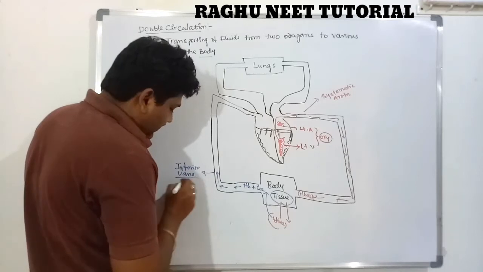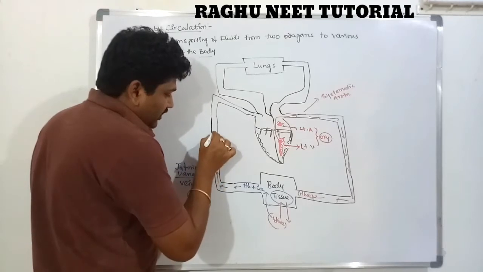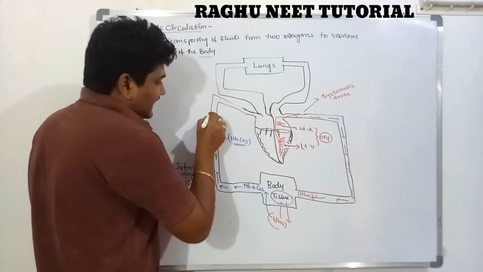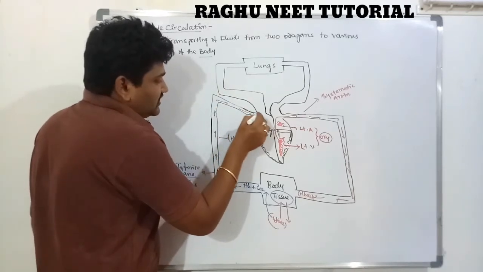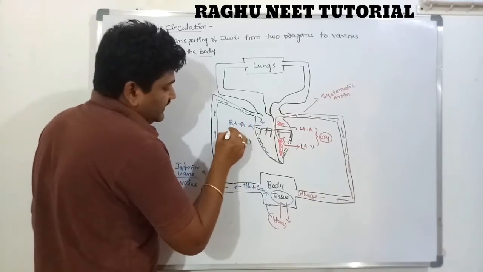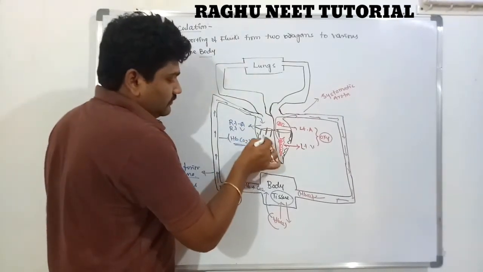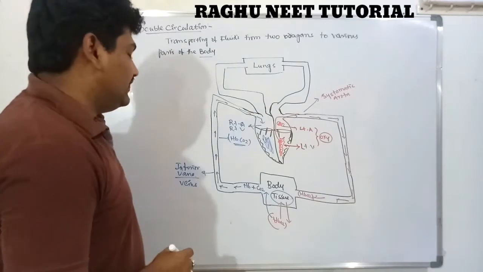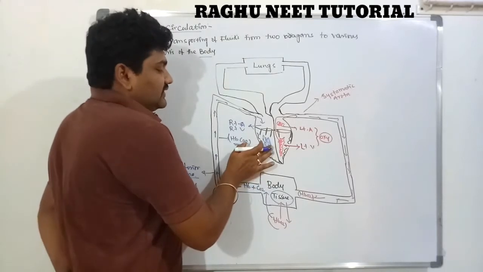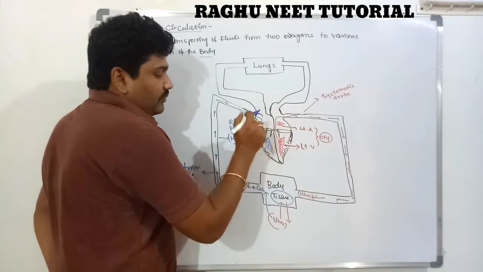The venae cavae are nothing but veins. These veins carry deoxygenated blood from the various parts of the body, nothing but carboxyhemoglobin. So this deoxygenated blood enters into the right chamber of the heart, right auricle and right ventricle. The deoxygenated blood is indicated with blue color. So deoxygenated blood enters into the right chamber of the heart, and the left chamber has the oxygenated blood.